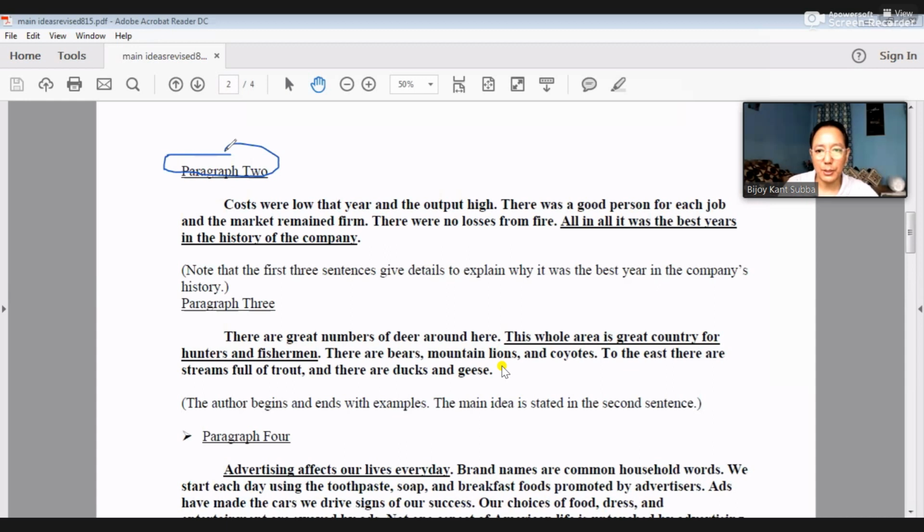The costs were low that year and the output high. There was a good person for each job, and the market remained firm. There were no losses from fire. All in all, it was the best year in the history of the company. Oh yeah, a topic sentence, guys. It's there at the bottom.